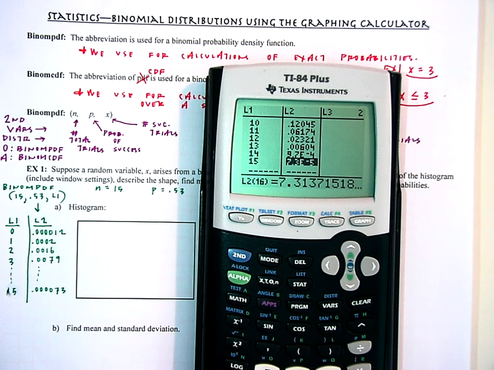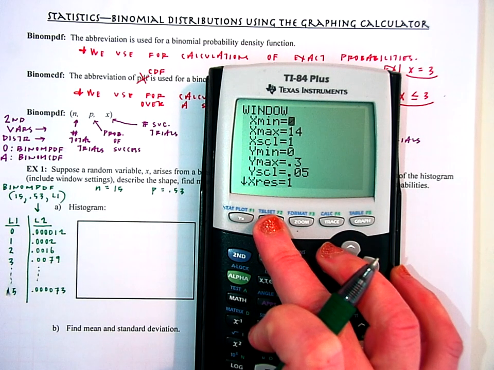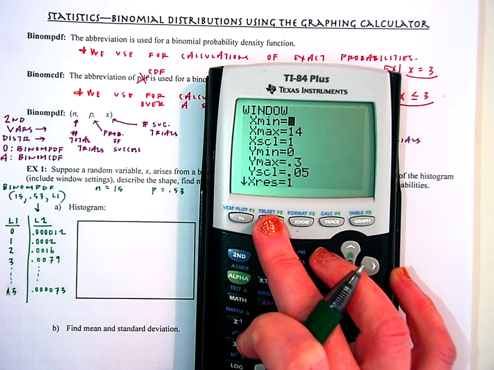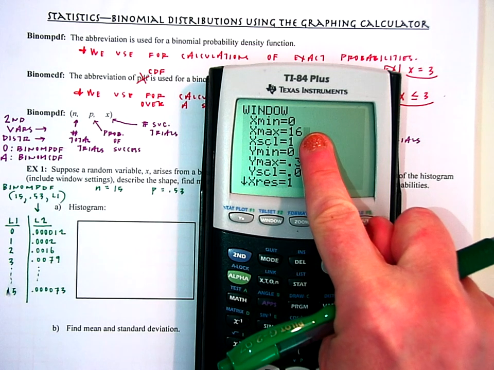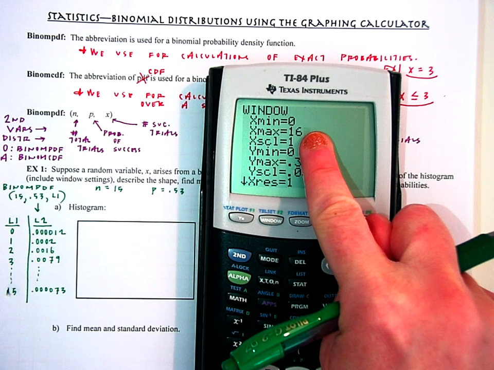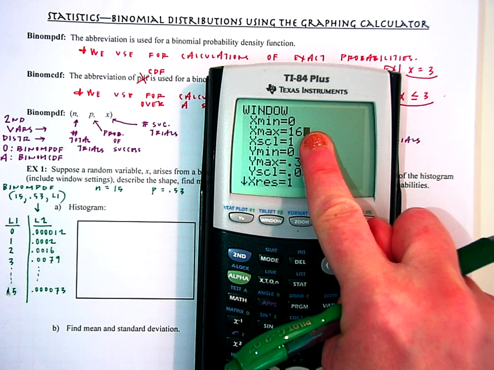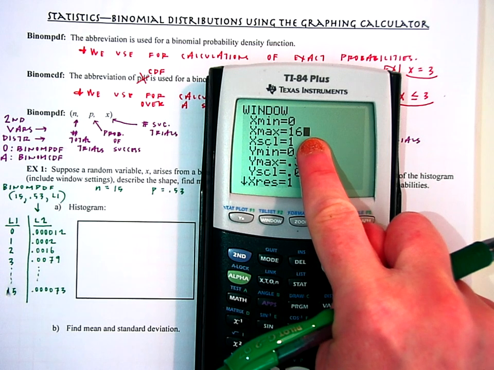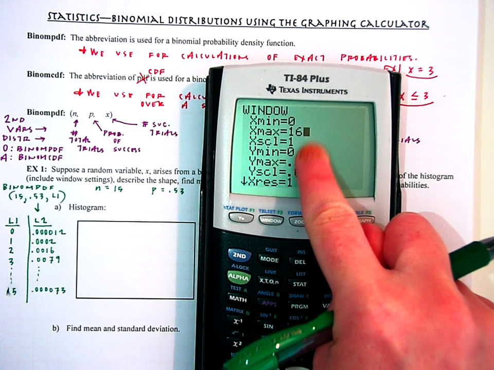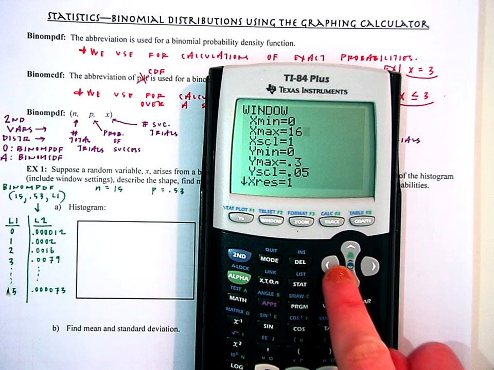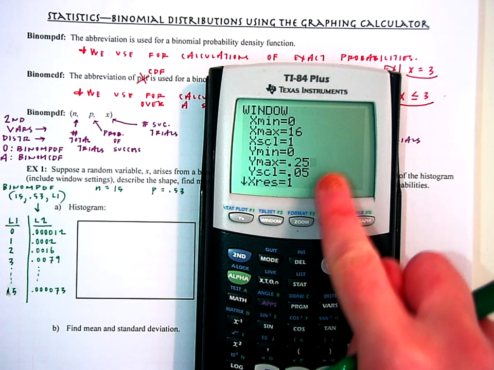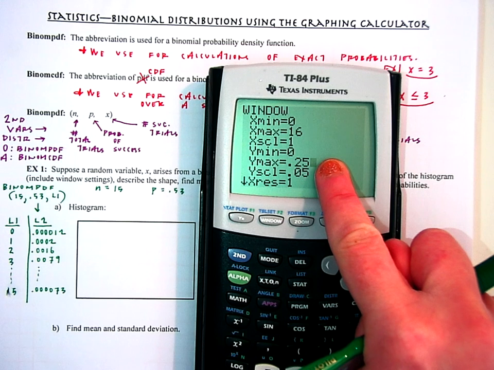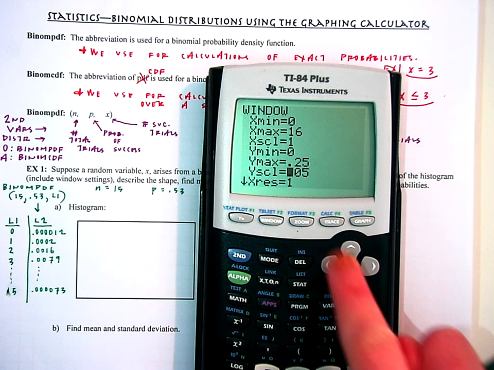So what I'm going to do next is go to my window right here, and I want to make sure I have it set. So I'm going to go 0 to 16. I'm always going 1 more than whatever my N value is, right? My N value is 15, so I went 1 more, and I'm going to scale it by 1s. My Y values, I'm going to make it go 0 to, I'll say 0.25, because my largest probability was 0.2 something, and then I'm going to scale it by 0.05.